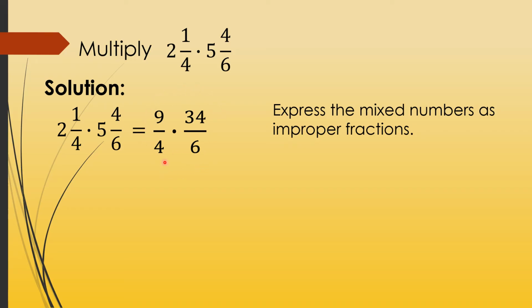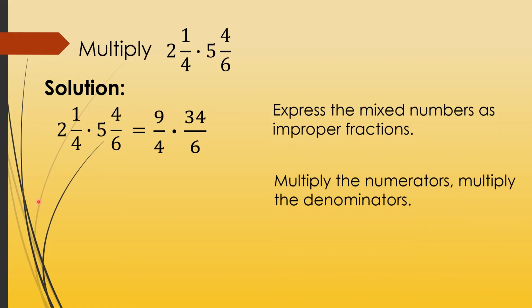So, kapag meron na tayong ganito, ang gagawin na natin ay yung ginawa natin kanina, multiply the numerators and then multiply the denominators. So, imumultiply lang natin ang 9 at 34 at ang 4 sa 6. So, the answer is 51 over 24. That is the final answer.